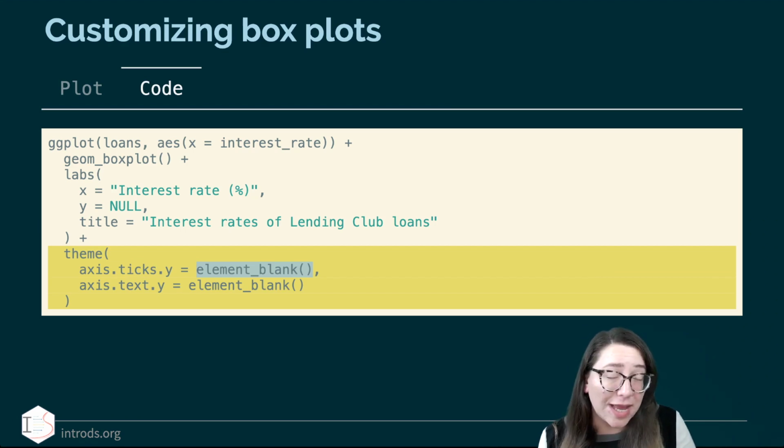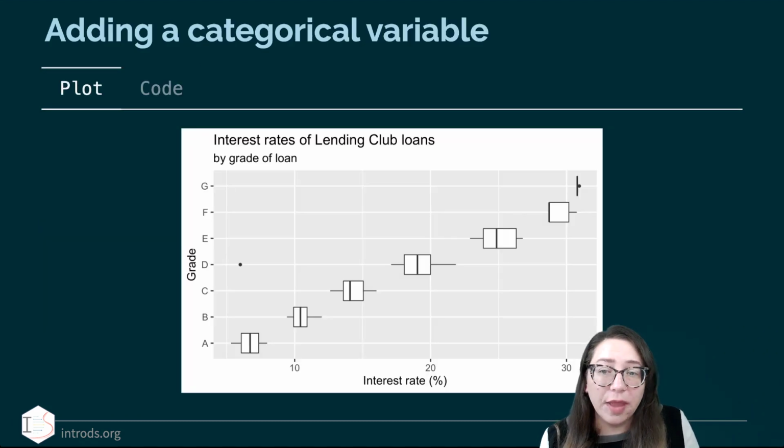And the nice thing is, out of the box, ggplot2 visualizations are pretty good. So rarely do you have to fiddle with these things, but every once in a while I think it helps to do so. So here I have removed the ticks and the text for the y-axis, and I've done that in an additional theme layer. I can also add a categorical variable to a box plot.